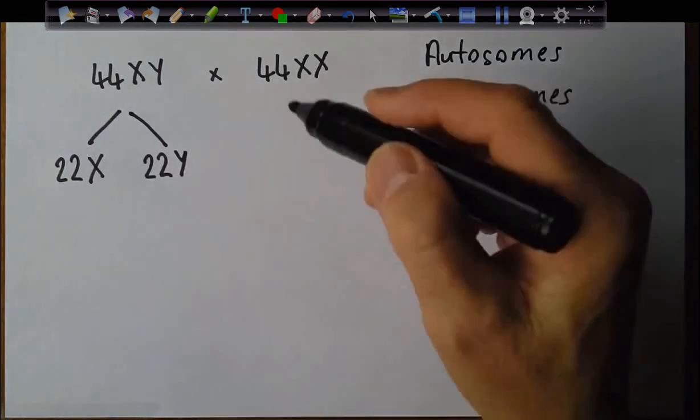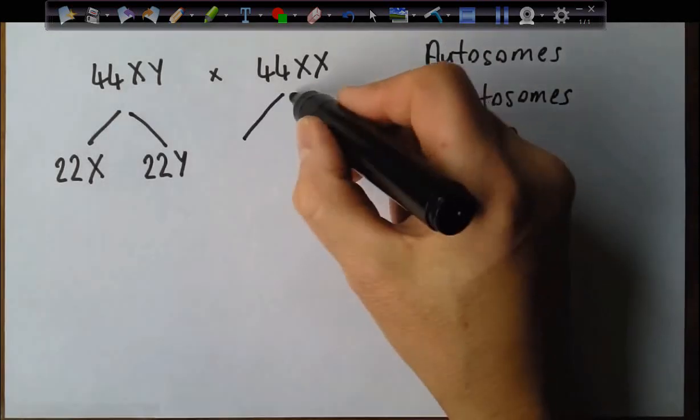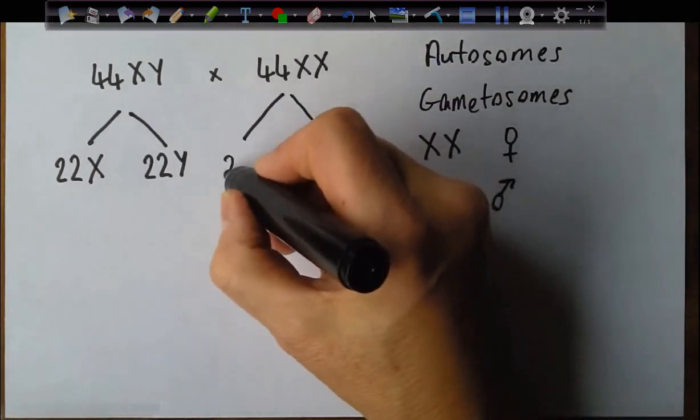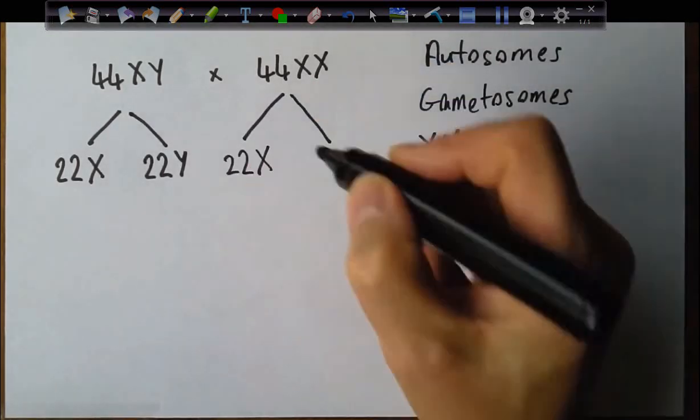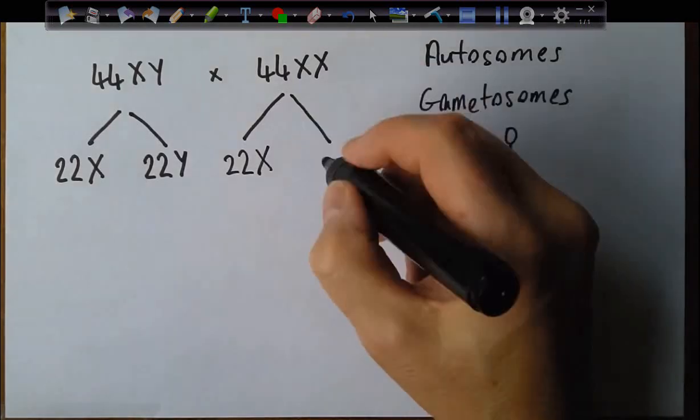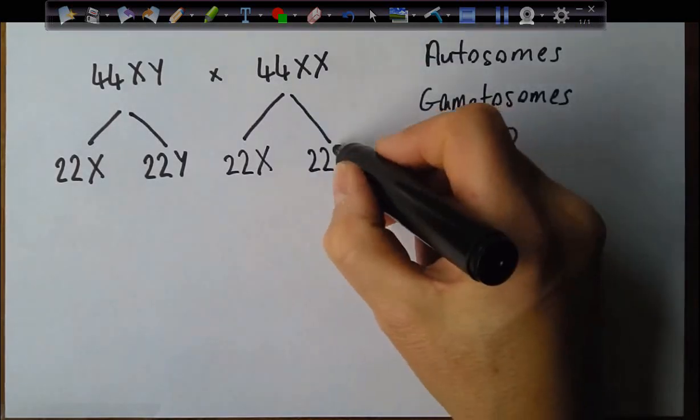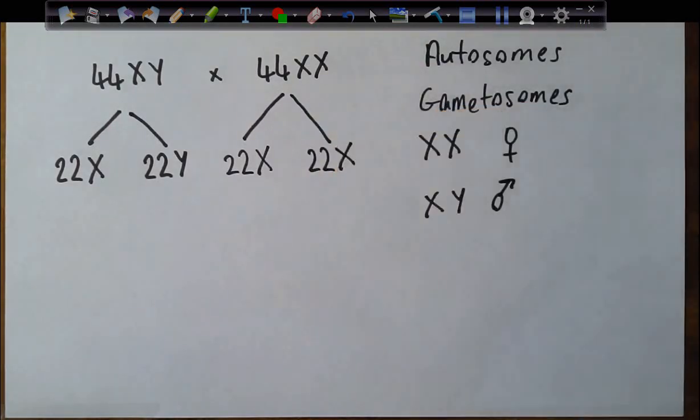And likewise, for the female producing the ova, there's always going to be the 22 autosomes, with an X in some of the ova, and in the other ova, 22 autosomes, plus an X. Again, it's going to be the same thing.